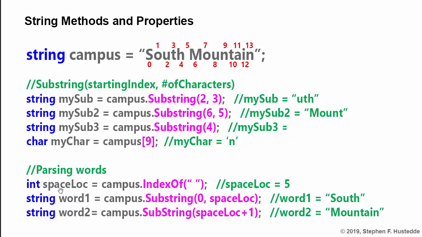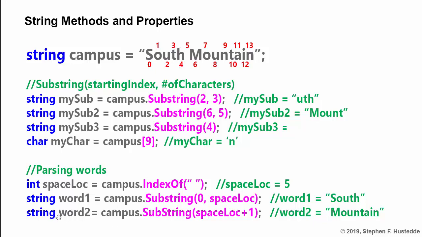So I created a variable called spacelock of type integer equals campus.indexOf, and what I'm looking for is the space. So it's quote, space, quote. And what that's going to return into spacelock is the value 5. That's the location of our space. Then I have another string variable called word1. It's going to equal campus.substring. And here I'm going to take the very first character, 0, and the number of characters I want is that spacelock. Since spacelock starts counting with 0, but the number of characters starts counting with 1, this gives us 5 characters. S-O-U-T-H of south. That becomes my word 1.